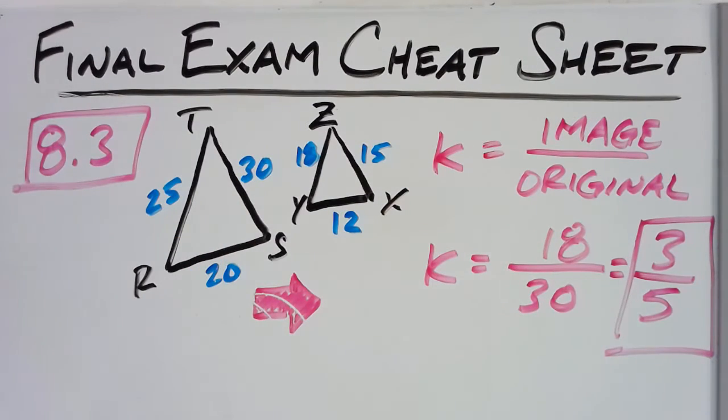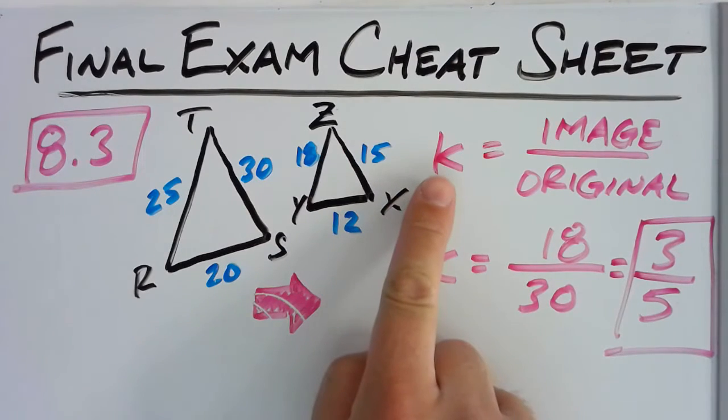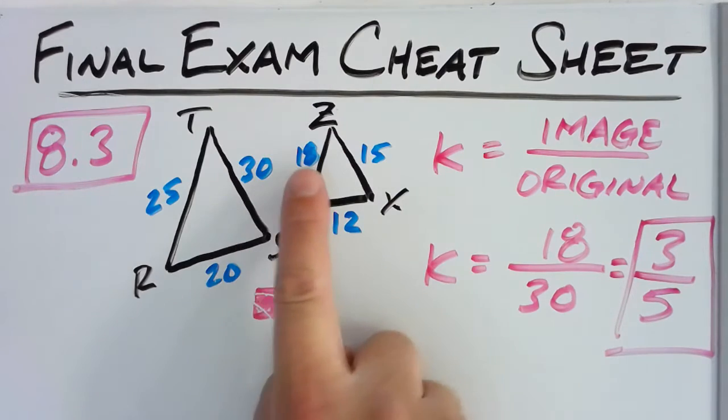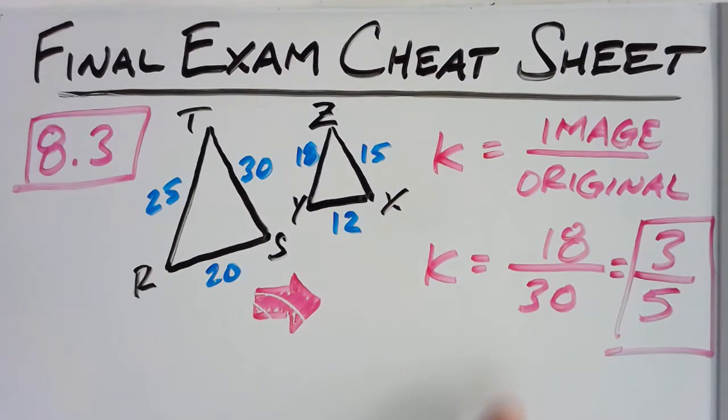But there's problem number 8. Again, essentially it boils down to identifying k value. It's going to be image length over original length. Pick your longest sides of each of the figures, and you just have to put them in the correct order. So be careful about that direction. Reduce your fraction, done with problem 8.